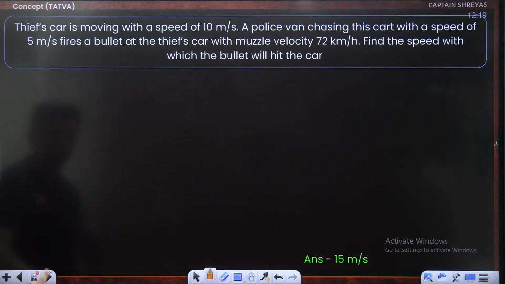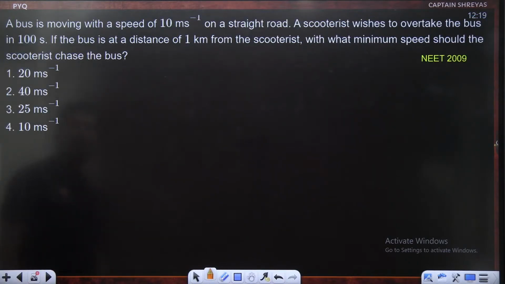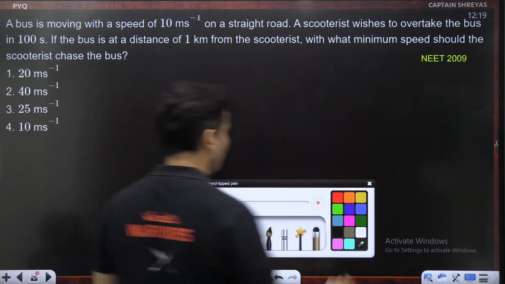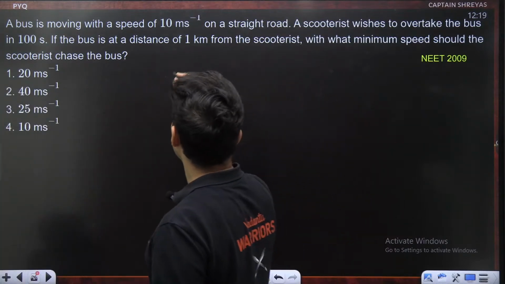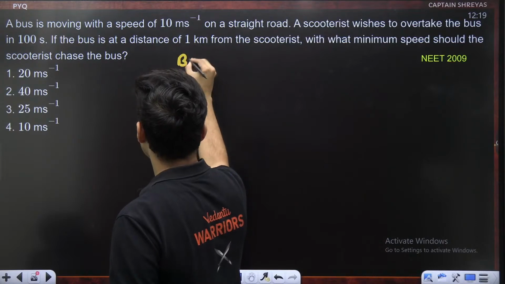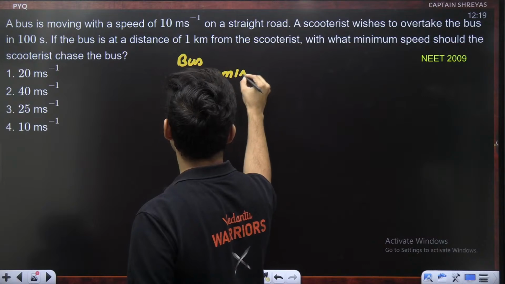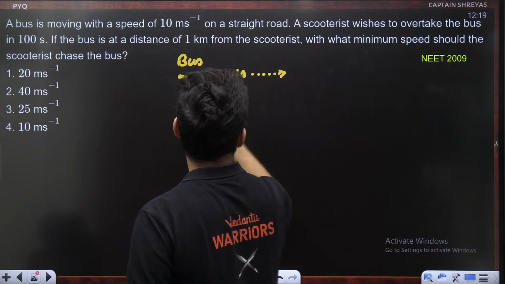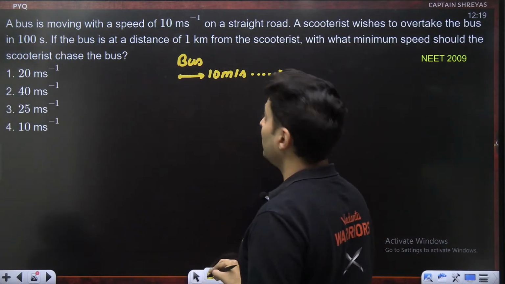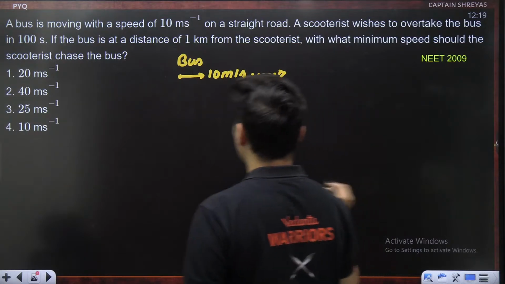Next question on your screen. NEET 2009. A bus is moving with a speed of 10 meters per second on a straight road. A scooterist wishes to overtake the bus in 100 seconds. Bus is at a distance of 1 kilometer. What minimum speed should the scooterist chase the bus with? Let's analyze it. This is our bus, moving at a constant speed of 10 meters per second. A scooterist wishes to overtake in 100 seconds. Bus is 1 kilometer away.